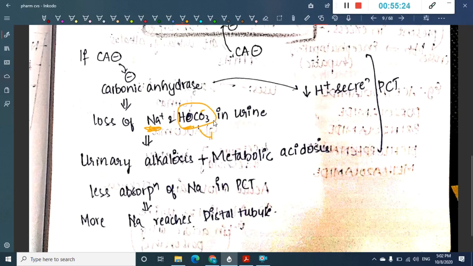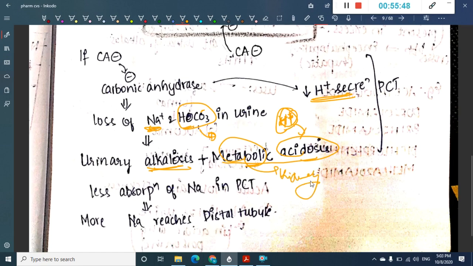Bicarbonate represents alkalosis. So this bicarbonate is lost, which leads to urinary alkalosis. But H plus remains. This H plus which is secreted has remained. Because this H plus is present in our body, it causes metabolic acidosis. Acidosis because of the H plus ion, and metabolic because it is occurring in the kidney. So we call it metabolic acidosis. And this is in the PCT.